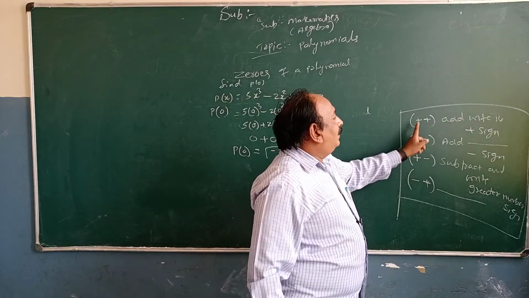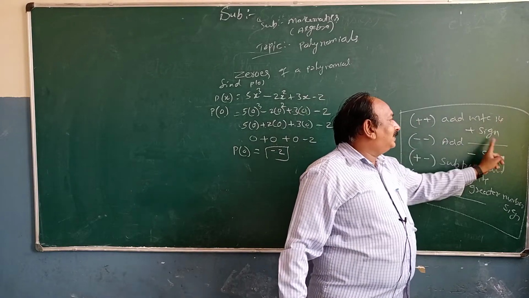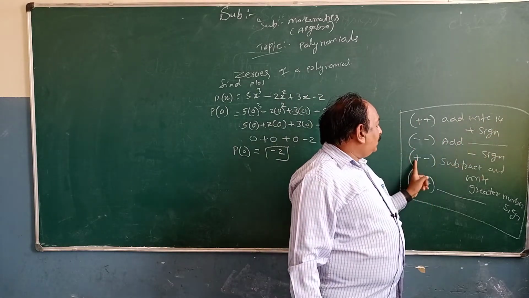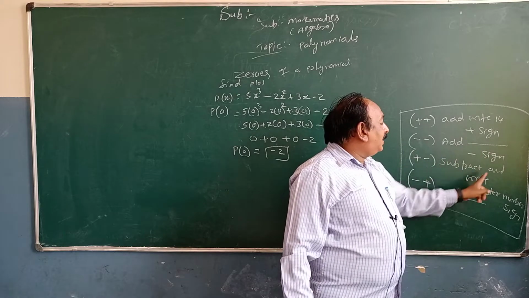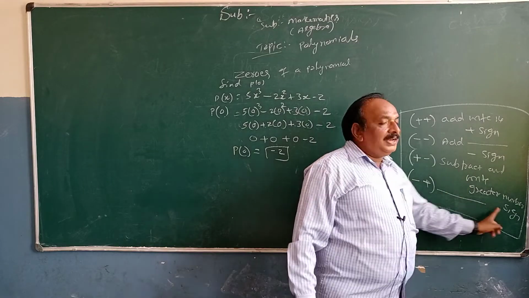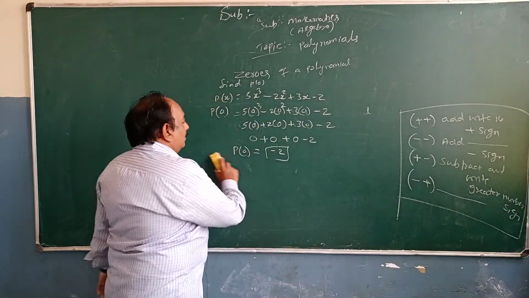We have to note down: when both are plus, add and write the plus sign. Both are minus, add and write the minus sign. One is plus, another is minus, subtract and write the greater number's sign. One is minus, another is plus, subtract and write the greater number's sign.